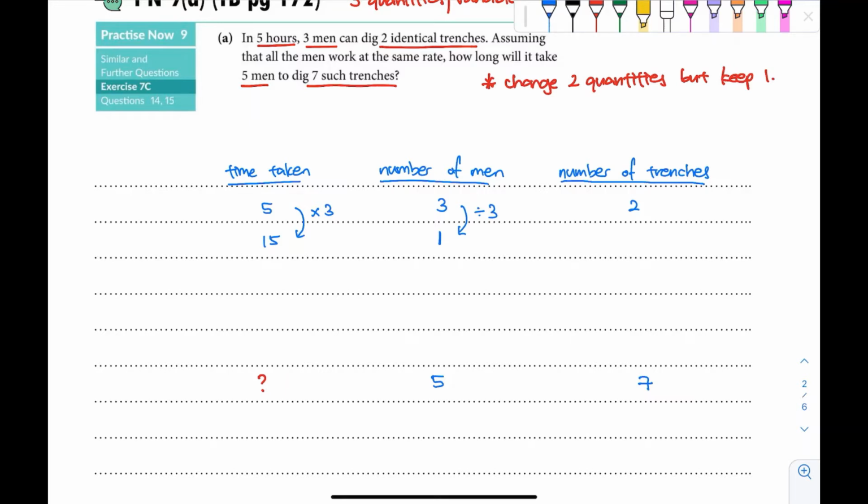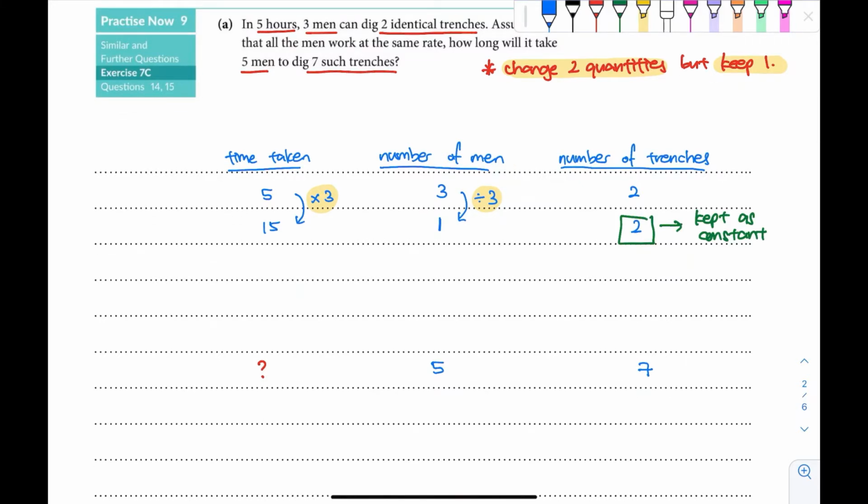So like I said earlier, we changed 2 quantities already, but I need to keep 1. So what do I mean by keeping 1? It means that I keep the number of trenches as constant at 2. So I have changed this one, but I kept this the same. Okay, then from here, I have already achieved the number of men to be 1 over here.